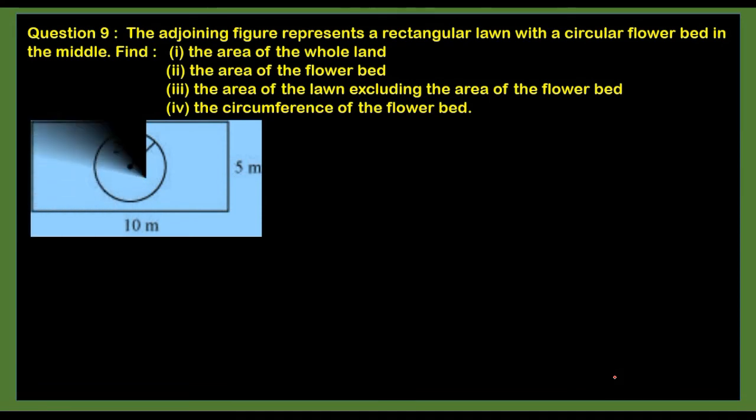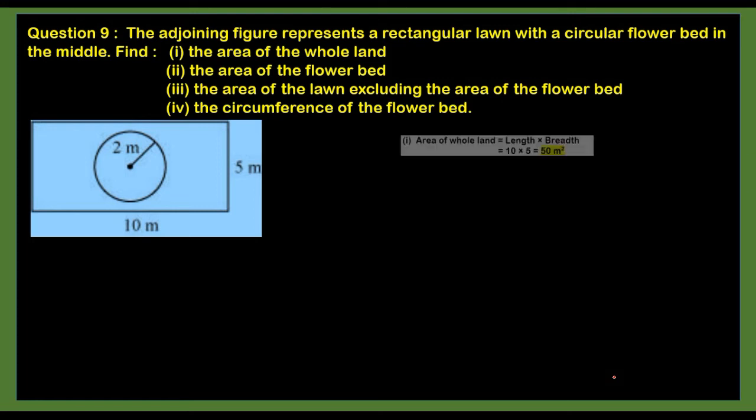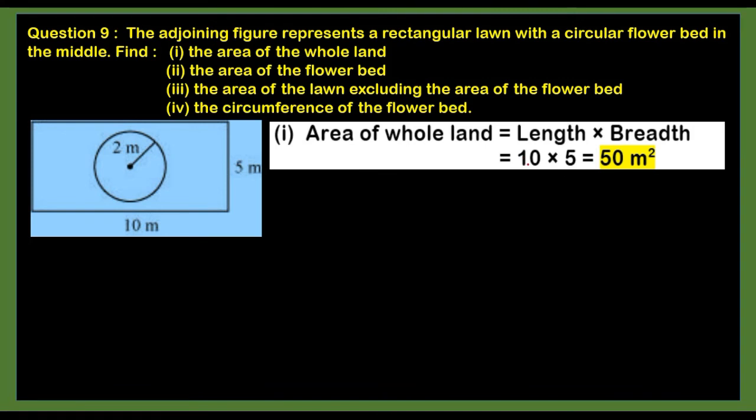Question number 9. The adjoining figure represents a rectangular lawn with a circular flower bed in middle. Find first part, the area of the whole land. You can see the whole land is in the shape of a rectangle, and we can find the area by length into breadth. So I get the area as 10 multiply 5, 50 meter square.